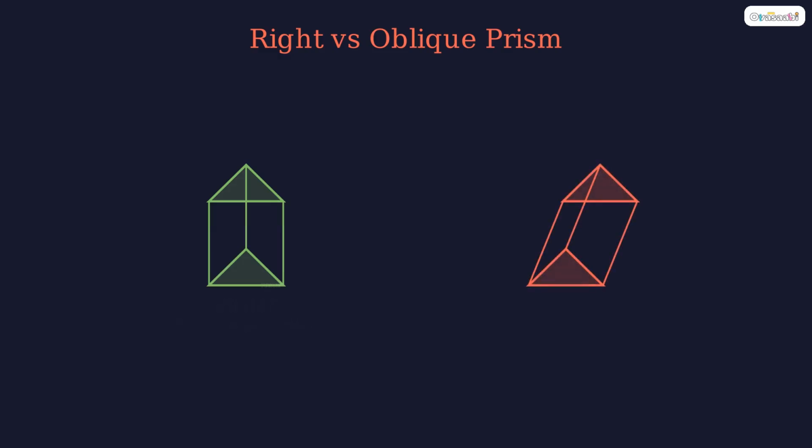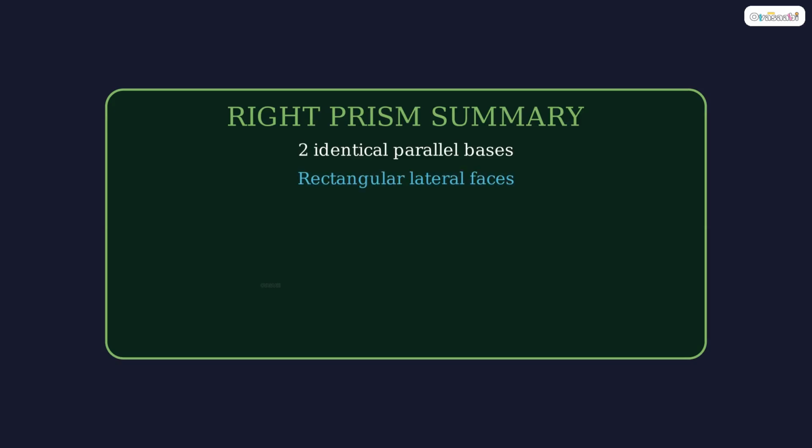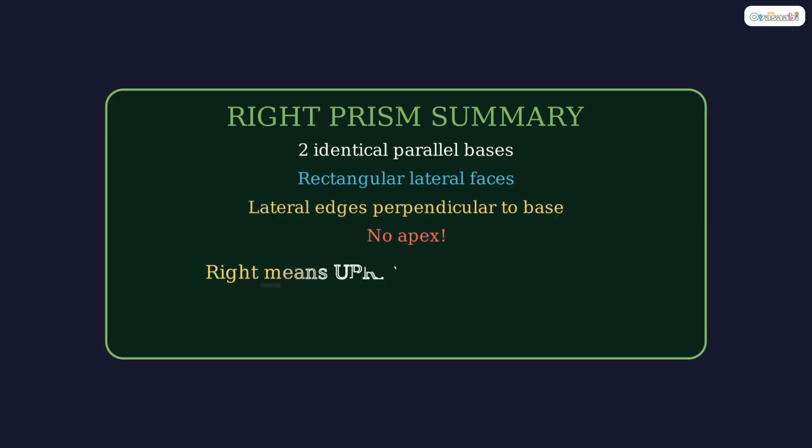Common mistake. Students confuse right prisms with oblique prisms. In a right prism, lateral edges are perpendicular to the base. If the prism leans to one side, it is oblique, not a right prism. Right means upright. A right prism stands straight with rectangular sides, 2 equal bases, rectangular lateral faces, and no apex. If it stands straight, it is a right prism.